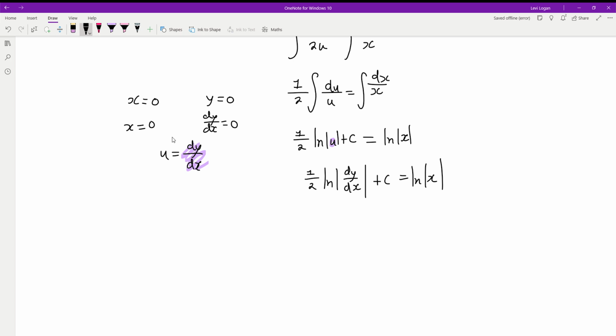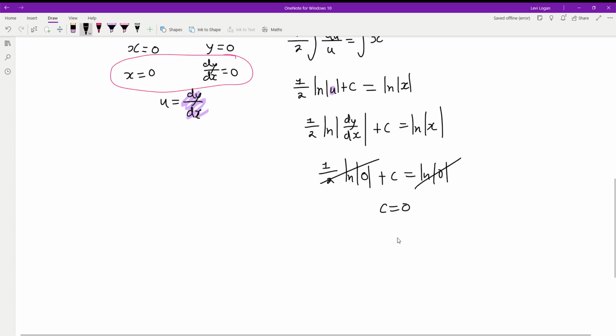Okay. Now we're going to substitute our initial conditions in. So when x is equal to 0, dy/dx is equal to 0. So we have a half log of 0 plus c is equal to log of 0. That's 0. That whole thing's 0, so c must be equal to 0. So in other words, what we're left with is a half natural log of dy/dx is equal to natural log of x.